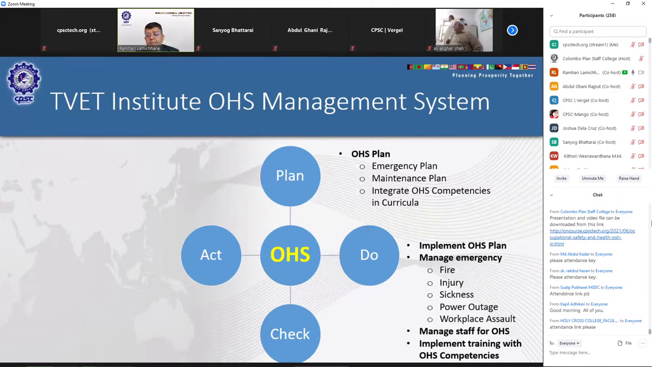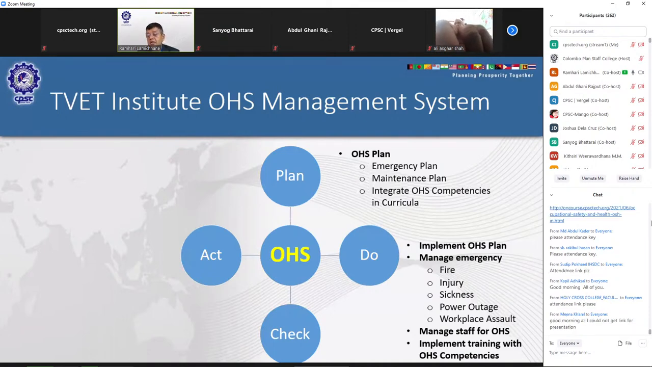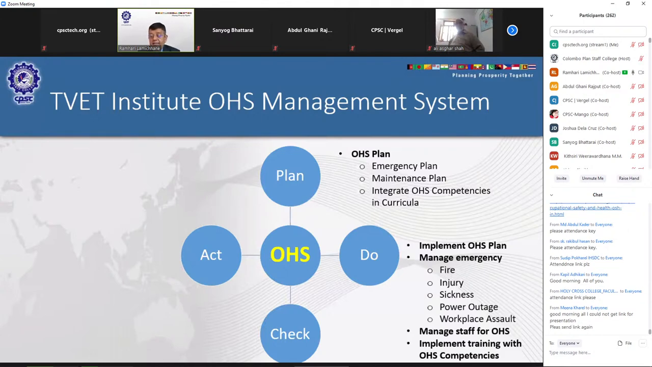And second, based on the plan, we have to implement, that is the do part. I always describe the management system in the PDCA cycle: plan, do, check, act. So the do part is to implement the OHS plan. We have to implement what we have developed. Then manage emergencies, like emergencies related to fire, injury, sickness, power outage, and workplace assault. Emergencies might come due to workplace assault also. That's why managing emergencies is another important thing we have to do.